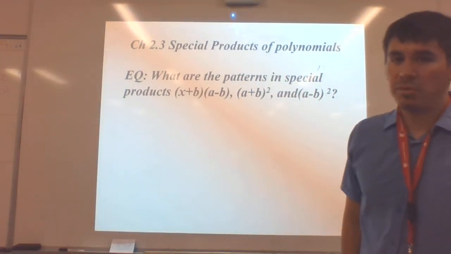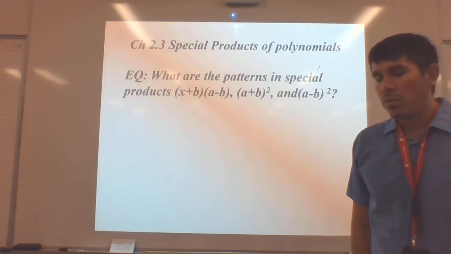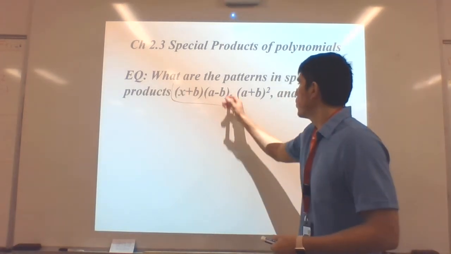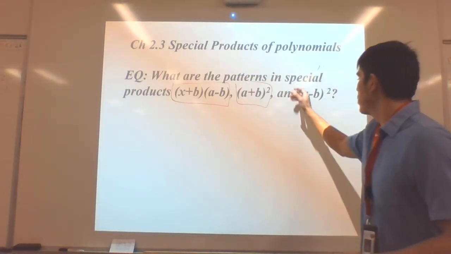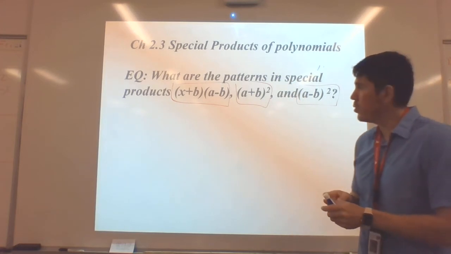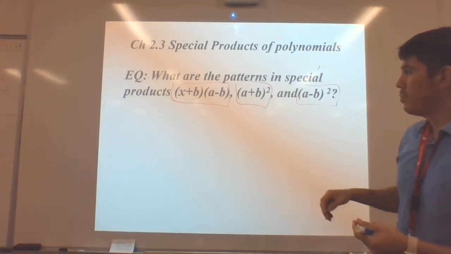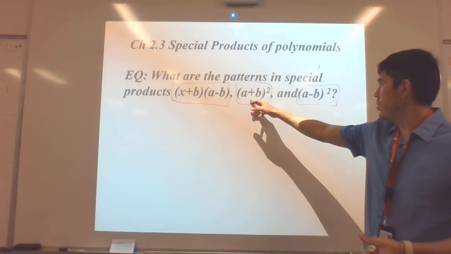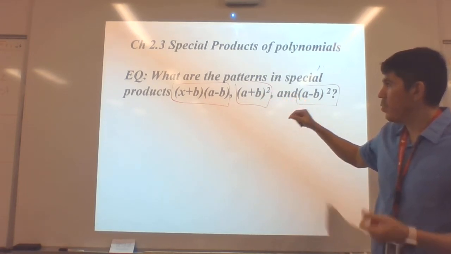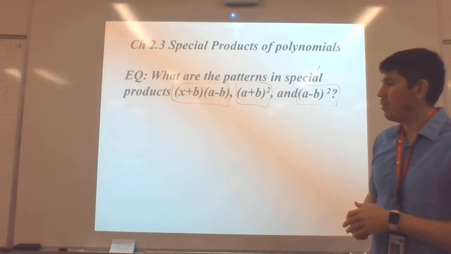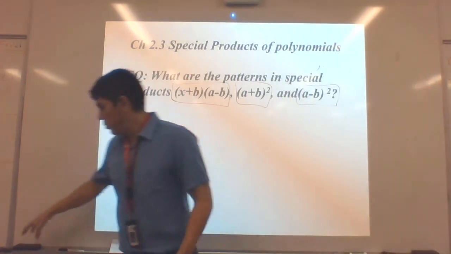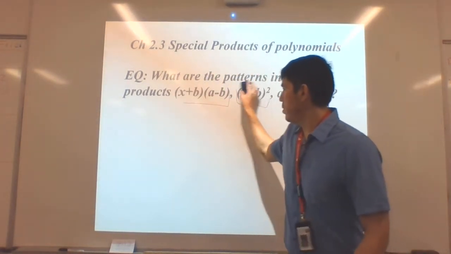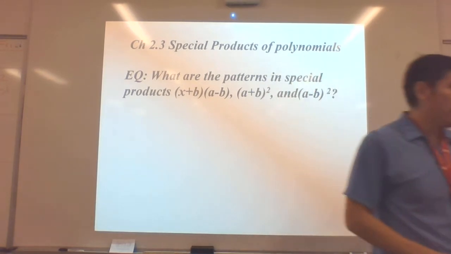Welcome. Today we're going to be working on chapter 2.3, which is going to be special products of polynomials. We're going to be focusing on these three products. So what happens when we multiply difference of squares, sum of squares, and we're going to see what the patterns are here and how we can apply the patterns to help us simplify when we are trying to multiply polynomials. So let's go ahead and move forward. Make sure we're taking notes on this so we can look back and see what's going on.